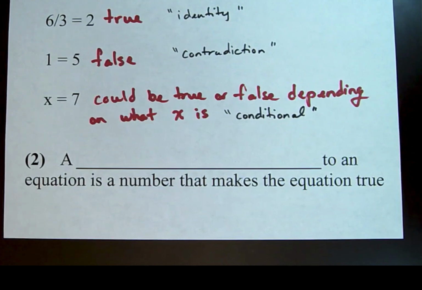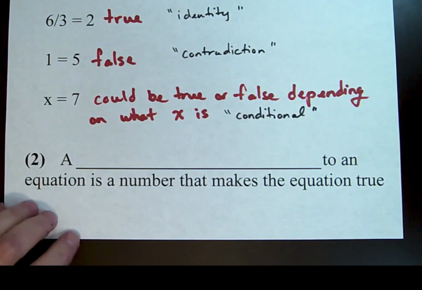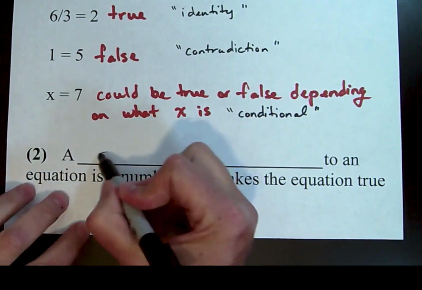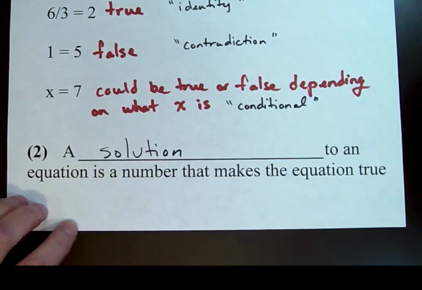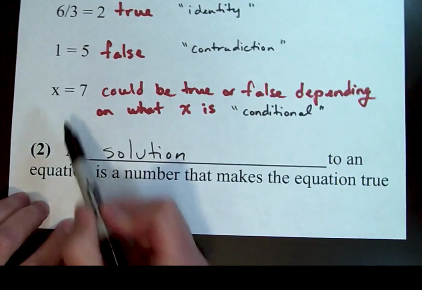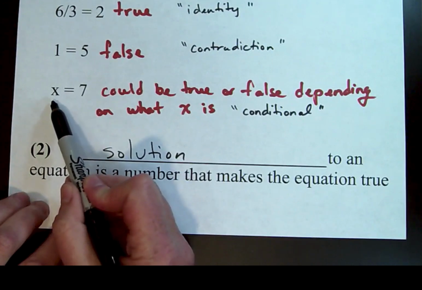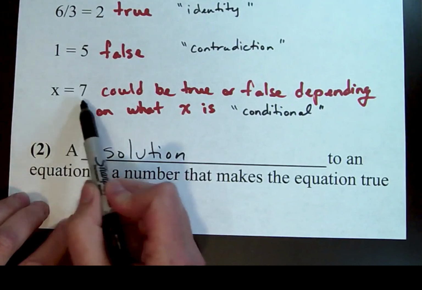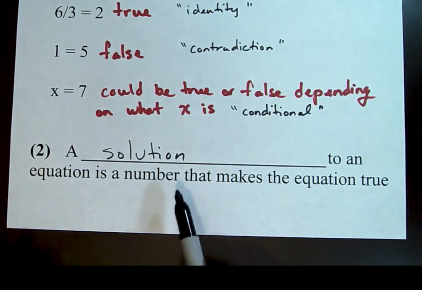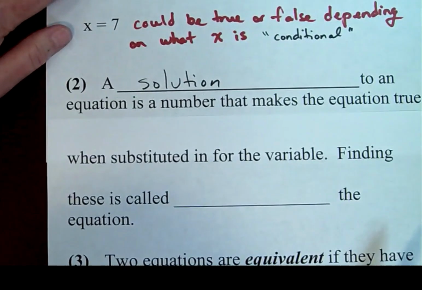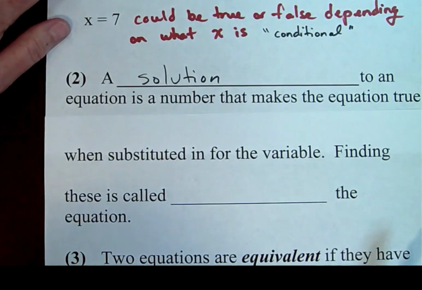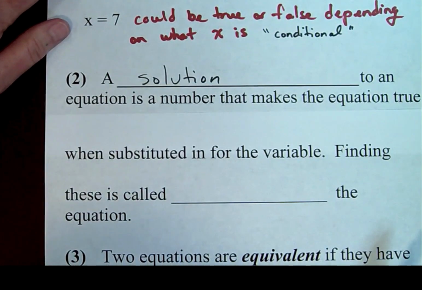All right, going on, a little more terminology. A solution to an equation is a number that makes the equation true. So the solution here would be 7. If x is the number 7, I have a true equation. Let me finish reading the sentence. It's a number that makes the equation true when substituted in for the variable. So it's the number that the variable has to be to give you a true statement.